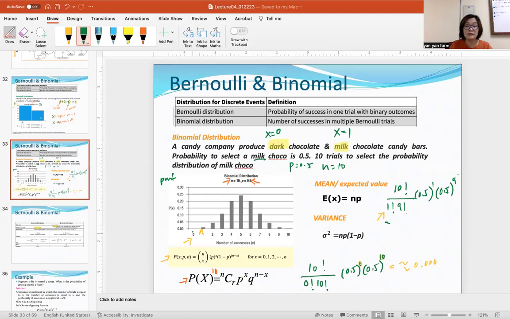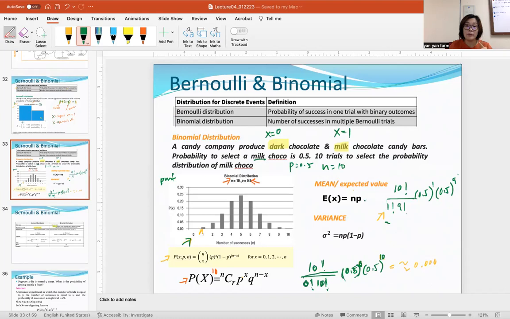Let's try, let's say, number of successes is 0. So I have tried 10 times trial. I have no successes, and I have 10 failures. To get my percentage of milk chocolates is power of 0 because I don't have any. To get the failure, I have 10. So your number is quite close to 0. That's why you can't see much.